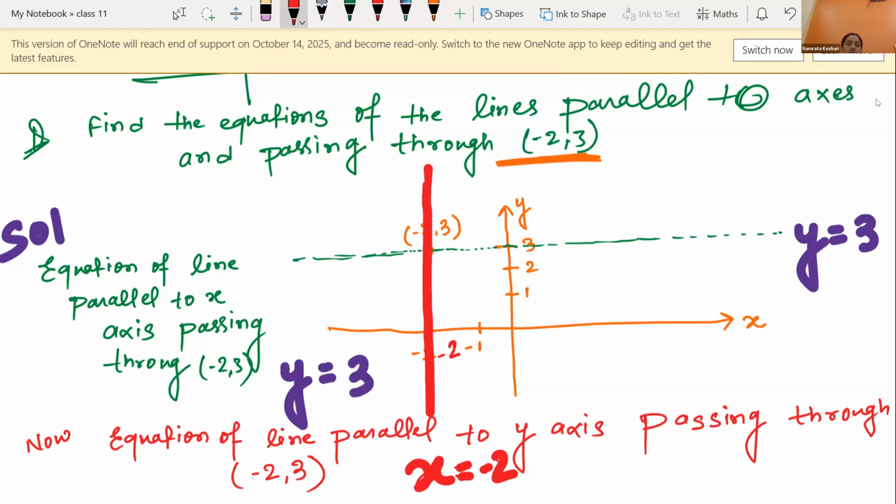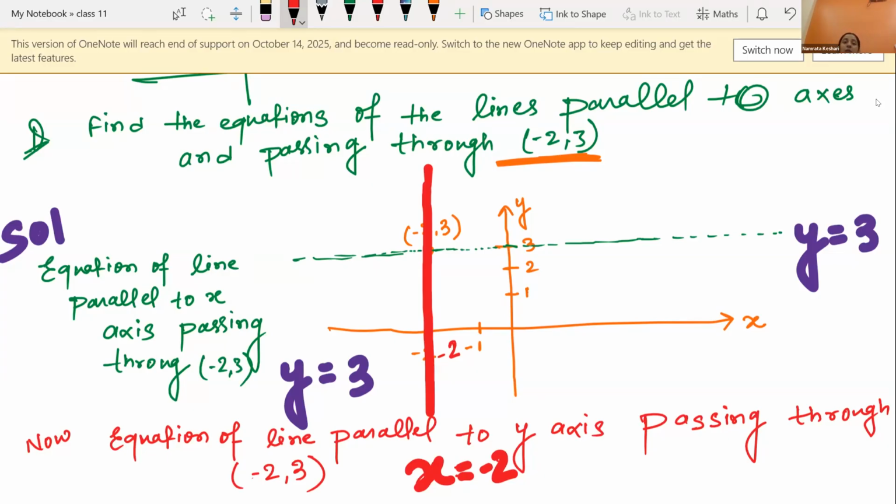Now read the question and see the solution. Will you be able to do this type of question all by yourself without any help? You just need to decode what is written in mathematical language. Find the equation of lines. That means there is more than one line, two lines are there, parallel to axis, that means x-axis and y-axis, passing through this one. This is a really important point.